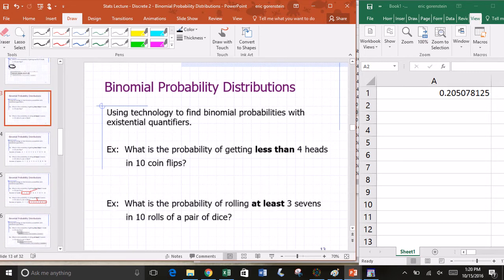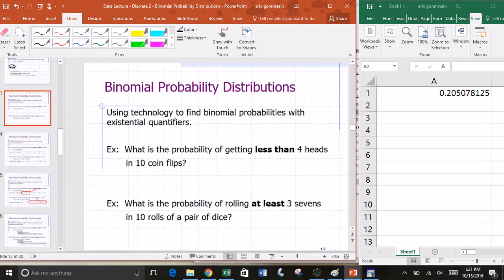Okay, and now we could work with quantifiers. So the first example, what's the probability of getting less than 4 heads in 10 coin flips? And the next problem, what's the probability of rolling at least 3 sevens in 10 rolls of a pair of dice? Now these are both binomial procedures. In the first one, it's either you flip a head or a tail. Second one, you either roll a 7 or not a 7. And both of them reference multiple different outcomes.